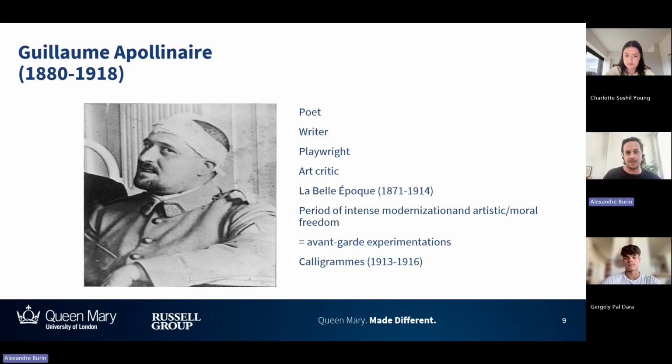What is interesting with Apollinaire is that he crafted this new form of poetry that he calls calligram, so in English, calligram. And he wrote many between 1913 and 1916. You can see the picture of Guillaume Apollinaire here. He's got a bandage all around his head because he was injured during the First World War.